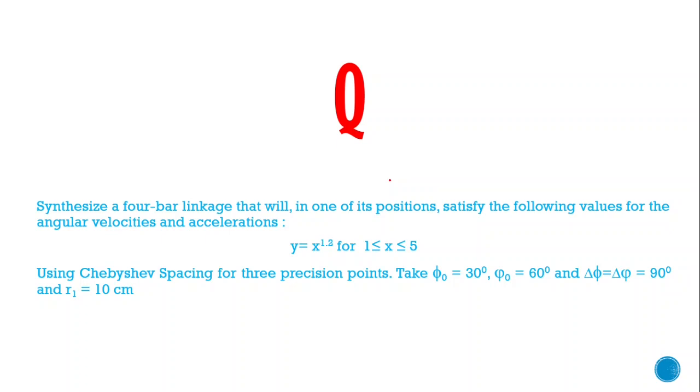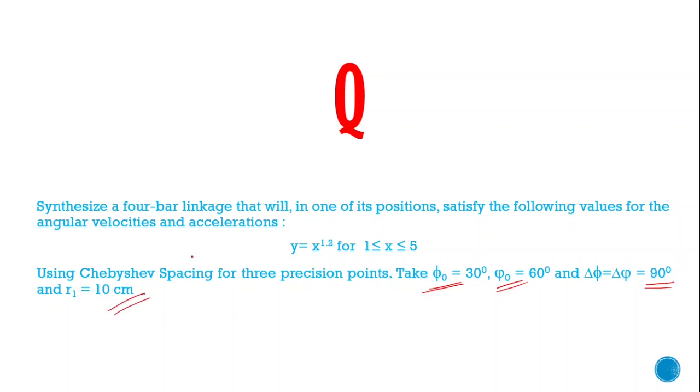Y is equal to x raised to 1.2 for 1 less than or equal to x less than or equal to 5. Using Chebyshev spacing for 3 precision points, take phi 0 is equal to 30 degree and psi 0 is equal to 60 degree and delta phi is equal to delta psi is equal to 90 degree and R1 is equal to 10 centimeter.